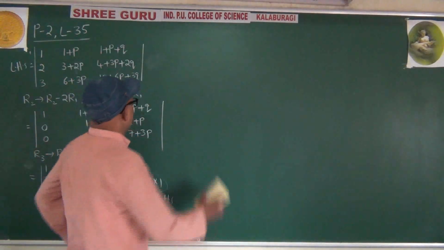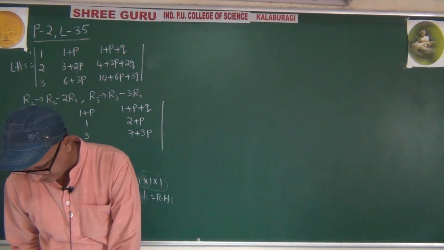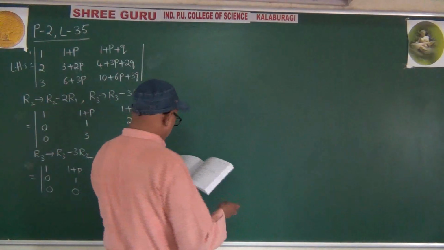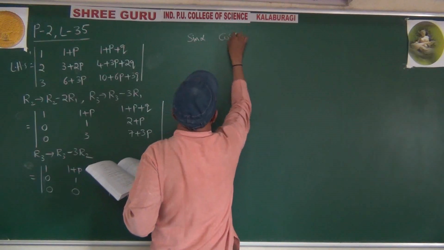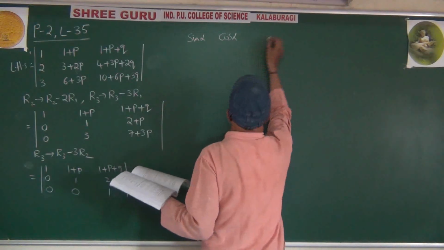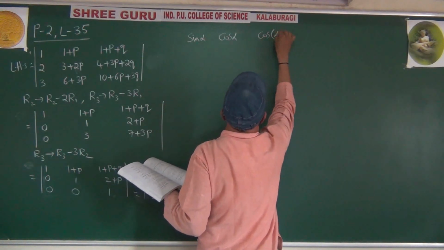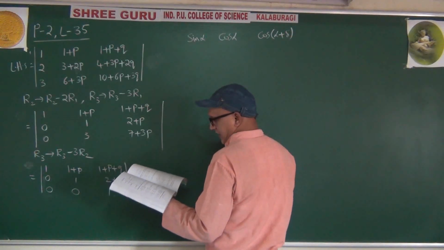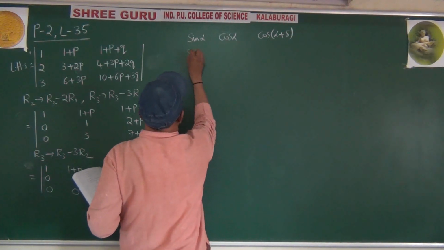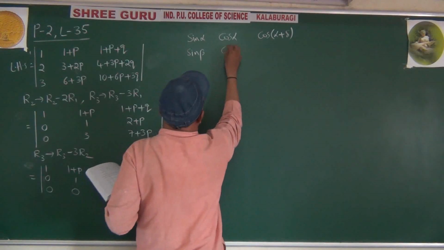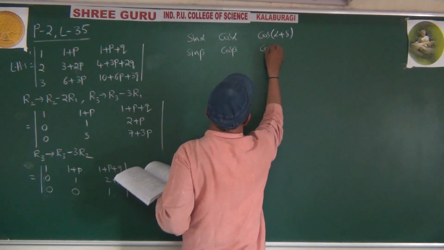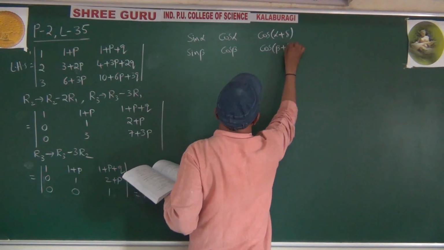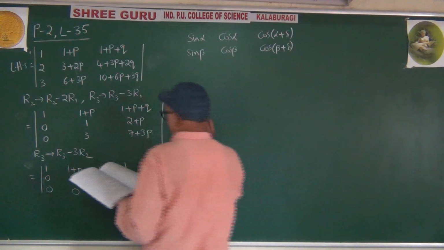Next question I am going to do. sin alpha, cos alpha, cos of alpha plus delta. sin beta, cos beta, cos of beta plus delta. sin gamma, cos gamma.